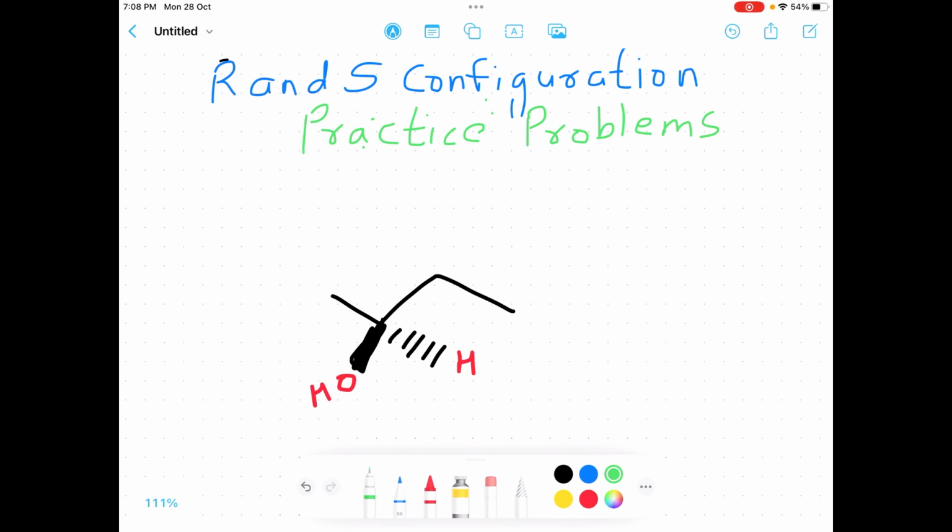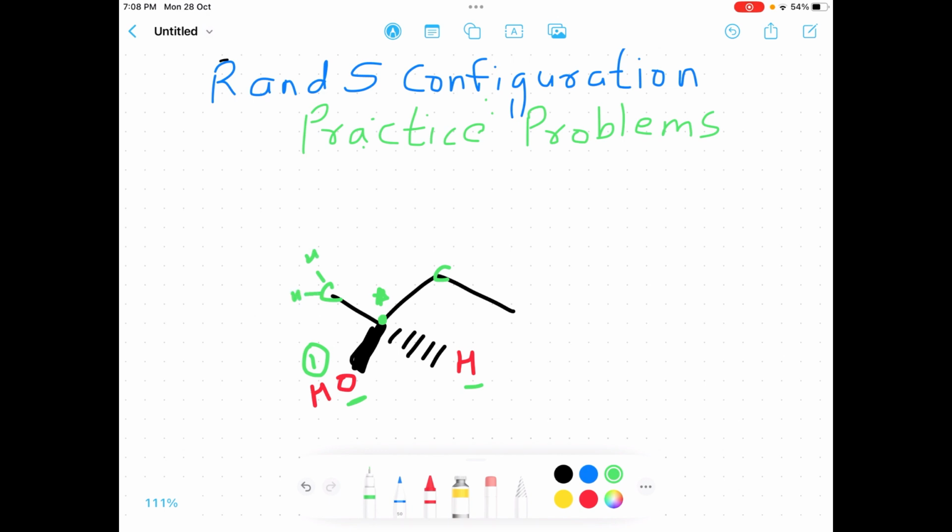Hello everyone, today we are going to solve some practice problems for R/S configuration. In this molecule we have a chiral center, and this chiral center is attached to four groups: OH, methyl, ethyl group, and hydrogen. Now oxygen, the first atom attached to the chiral carbon, has the higher atomic number, so we'll give first priority to that.